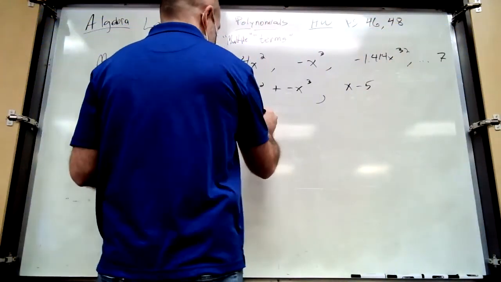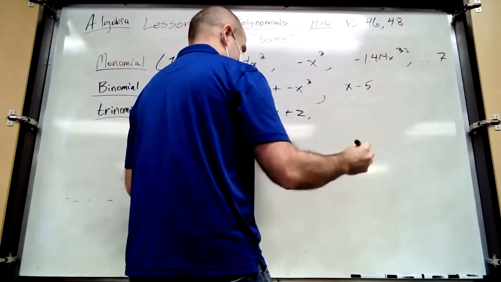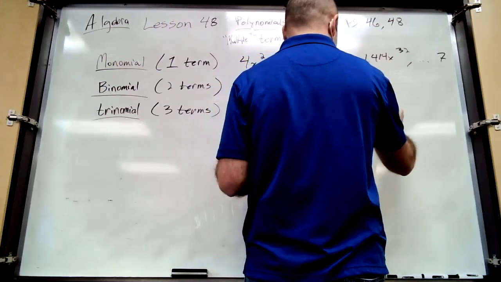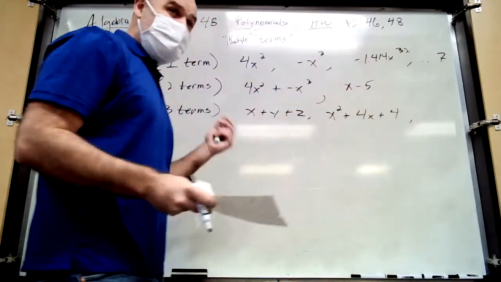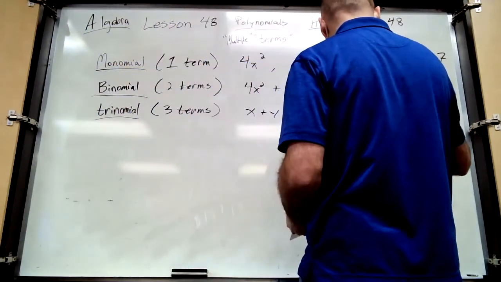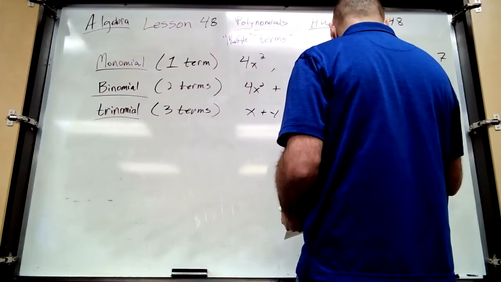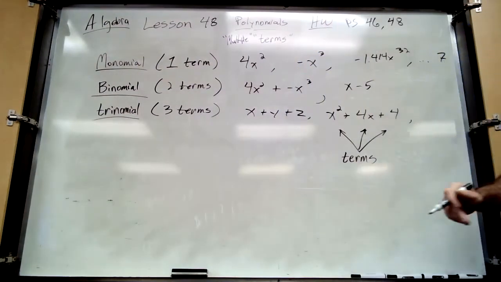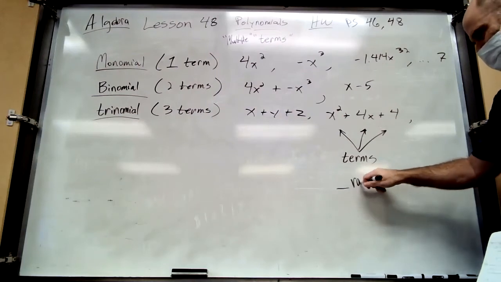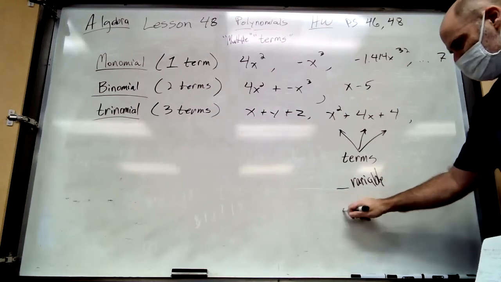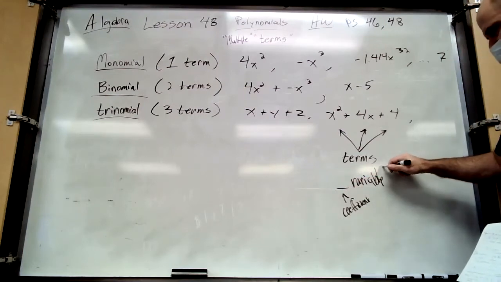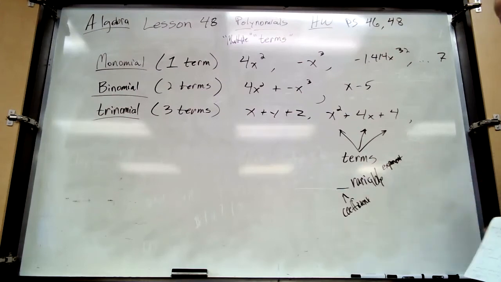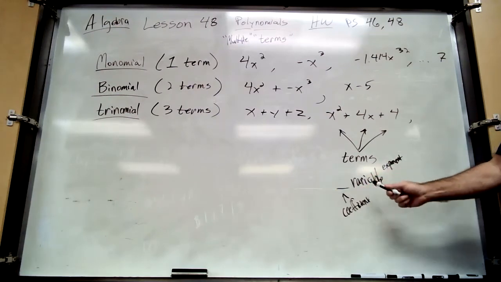Okay. So that could be like x plus y plus z, right? Could be x squared plus 4x plus 4. Okay? Those are trinomials. Each of these has 3 terms. Terms are always in the form of something being multiplied by a variable. So you have this coefficient, and then a variable, and then an exponent. No matter what, in a polynomial, each term has a coefficient, a variable, and an exponent.